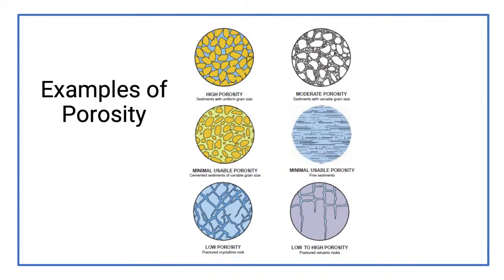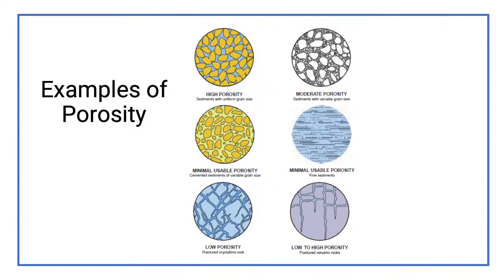Now, here's some examples of porosity. In the upper left, you have high porosity, so you have the sand grains, and all that blue in between is water. So that's going to be getting you in your 30-35% range porosity. Off to the right there, we have moderate porosity, so you have some smaller sand grains filling in around the bigger sand grains. That's going to reduce the amount of space available for the water, so you're going to have a little bit more moderate porosity.